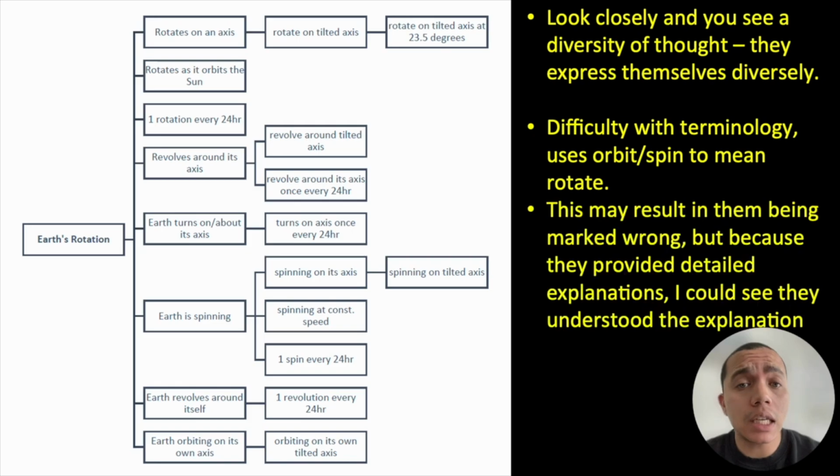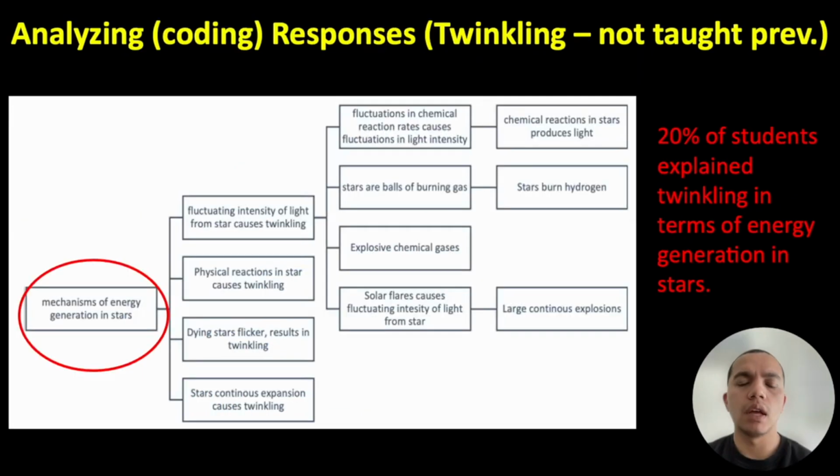Now, ordinarily in a test setting, they might be marked wrong. But because they were encouraged to write as much as they could, you could see that they knew what they were trying to explain, even when their vocabulary wasn't correct. One of the other questions I asked the students was to explain why stars appear to twinkle. Now, twinkling is not taught in school, and this was the first day of class, so what they said is likely to be their own ideas.